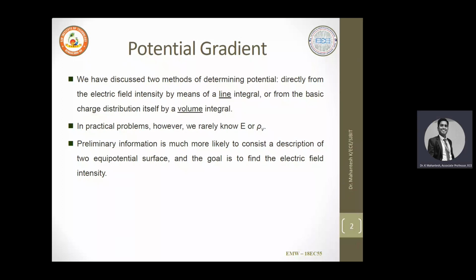Preliminary information is much more likely to consist of a description of an equipotential surface. That means potential is equal on the entire surface. The goal is to find the electric field intensity. So here we are trying to establish a relationship between electric field intensity and the potential gradient.